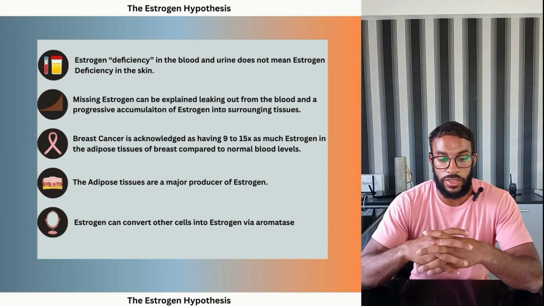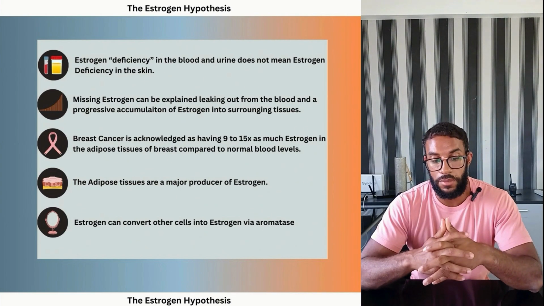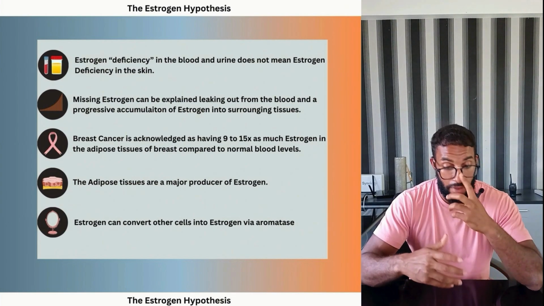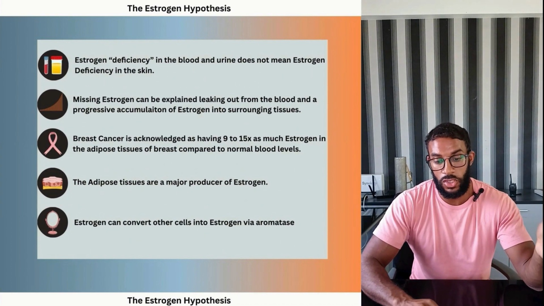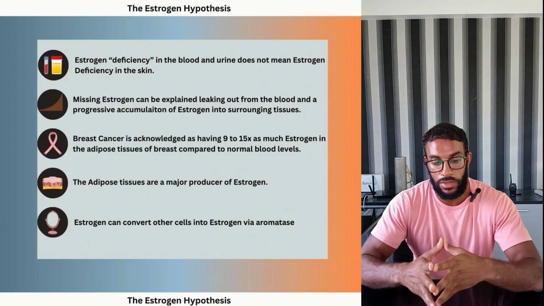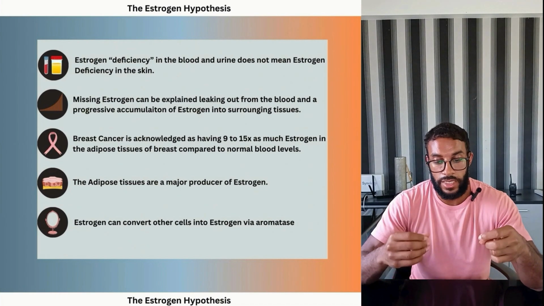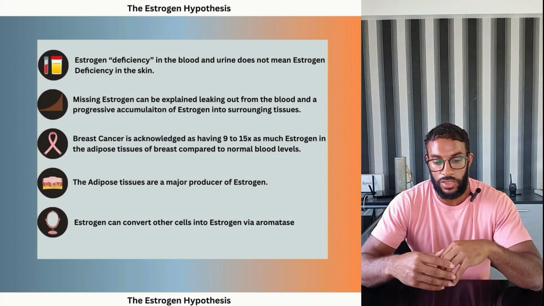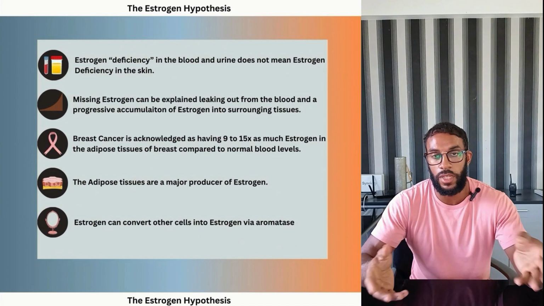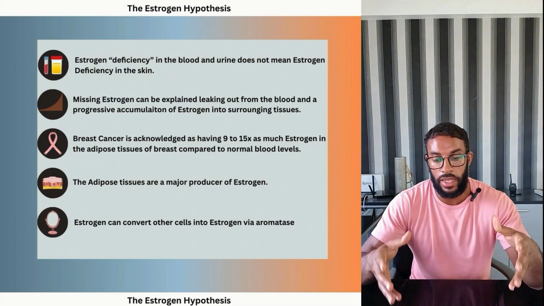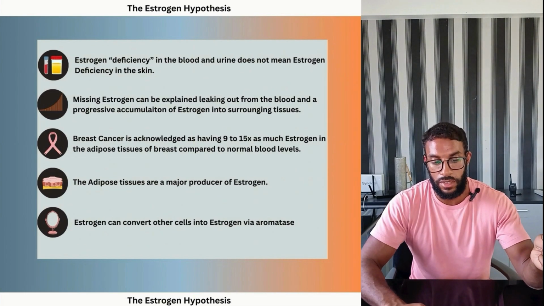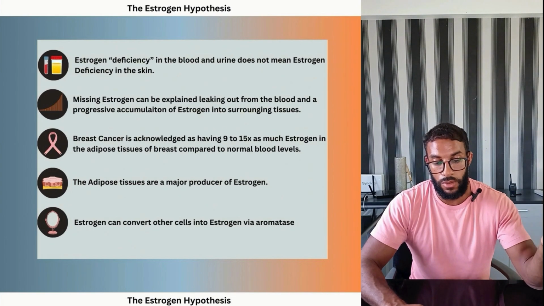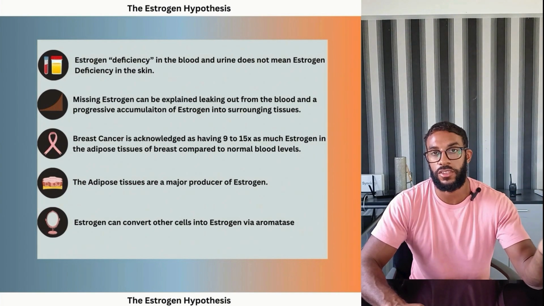So the first one is that estrogen deficiency in the blood and urine does not mean estrogen deficiency in the skin. In fact, missing estrogen can be explained as leaking out from the blood and the progressive accumulation of estrogen into surrounding tissues. Breast cancer is acknowledged as having 9 to 15 times as much estrogen in the adipose tissues of breast compared to normal blood levels. So this is a perfect example that estrogen does leak out from the blood into other tissues, as seen in breast cancer. The adipose tissues are a major producer of estrogen. And of course, estrogen can convert other cells into estrogen via aromatase.